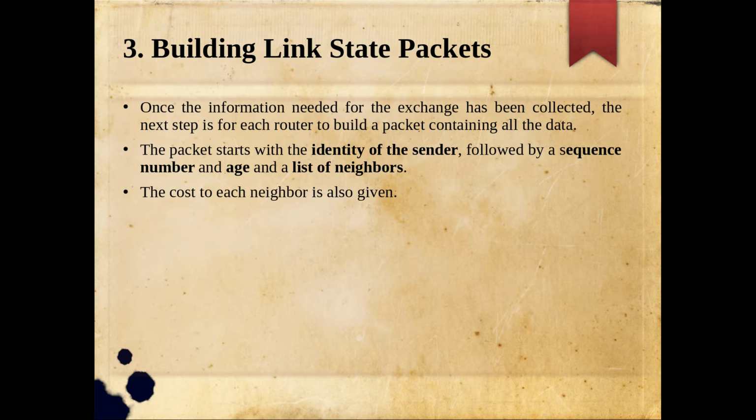So everybody is now preparing a link state packet containing information like what is my name and what are all my neighbors, and a sequence number and an age information. And this link state packet, it will be communicated with everyone else in the network by means of flooding. We will see that as the next process. So the cost to each neighbor is also given. Building the link state packet is easy.